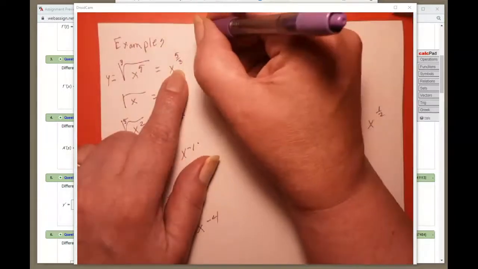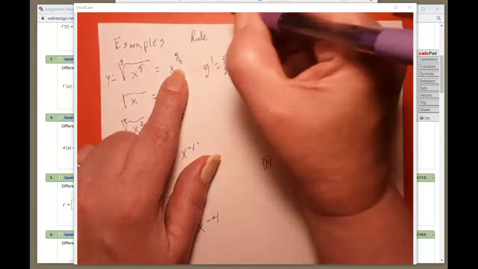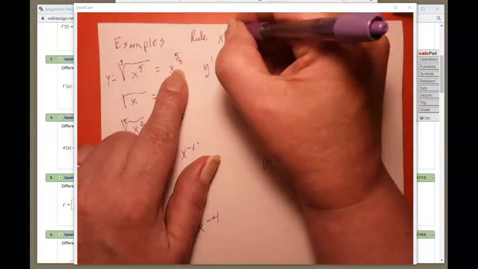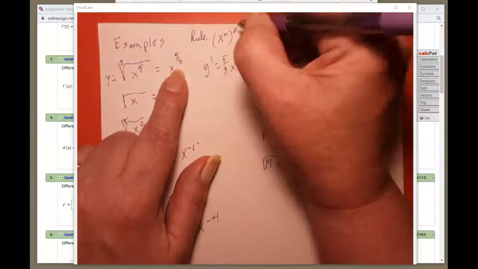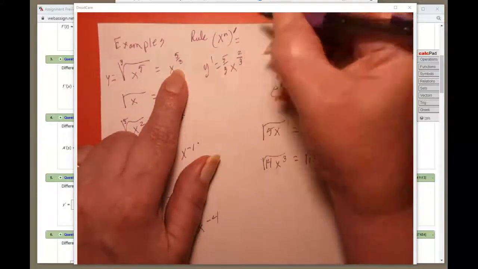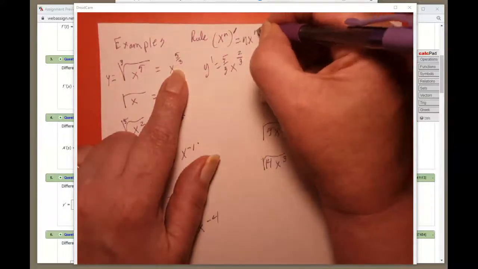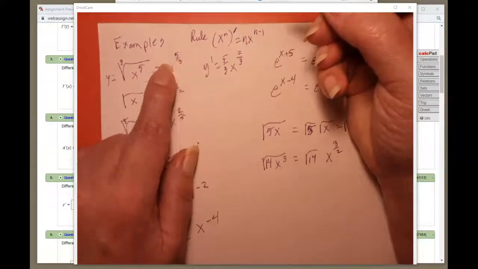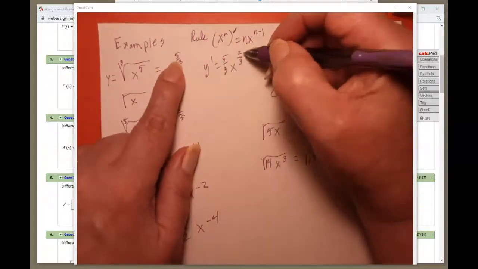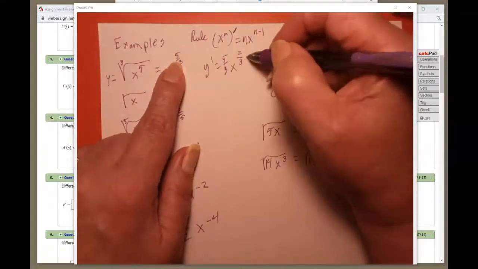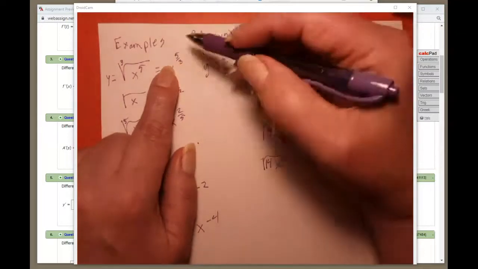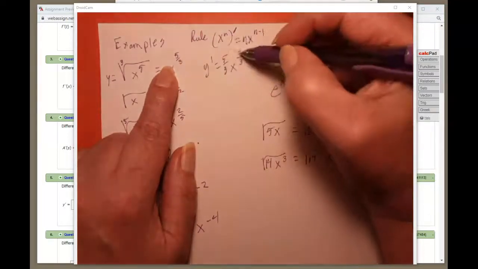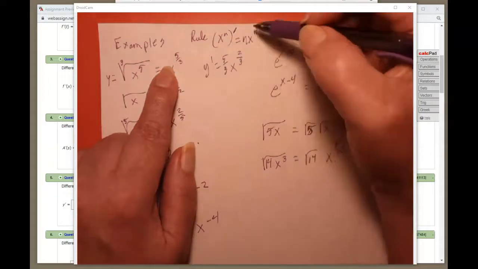Now this is using the rule for the derivative of x to the n, and that's what we mean by this. The derivative of x to the n is equal to n x to the n minus 1. So I did n, 5/3, x to the 5/3 minus 1, which is 2/3. Now a trick with these is if you do 5 minus 3, that will give you the numerator. So these are pretty quick.